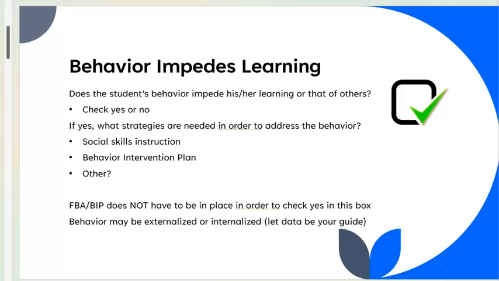So you might say you've been using scripted stories, social skills intervention. You might have a behavioral intervention plan. You might be using visual supports as reminders. So any of those things, anything that you're using to support that student's appropriate behavior, you would describe in this area. You don't have to have a functional behavioral assessment or a behavioral intervention plan in place in order to check yes. You just would need to describe what you're doing to address that behavior.